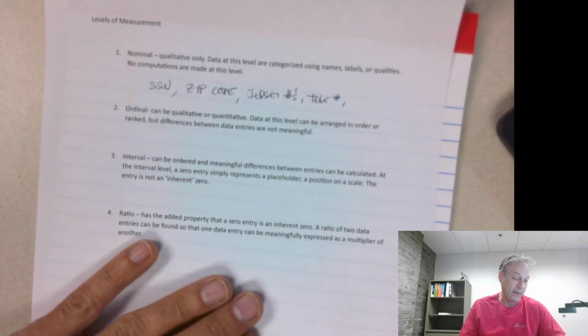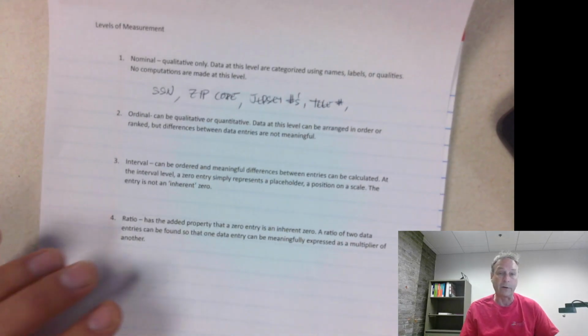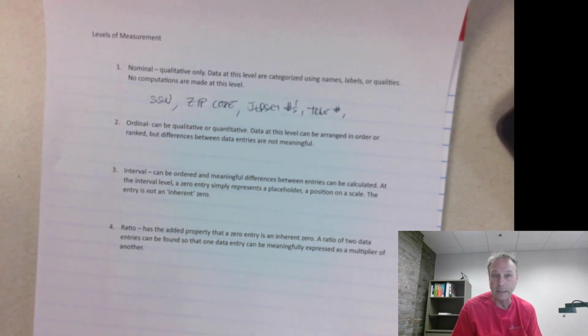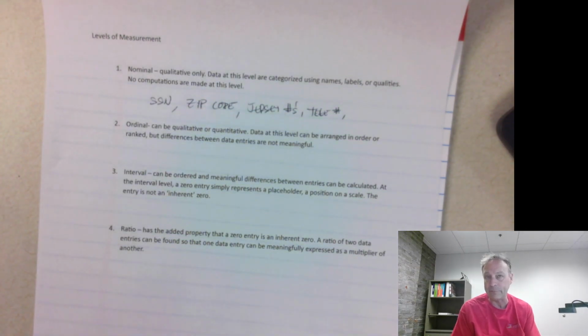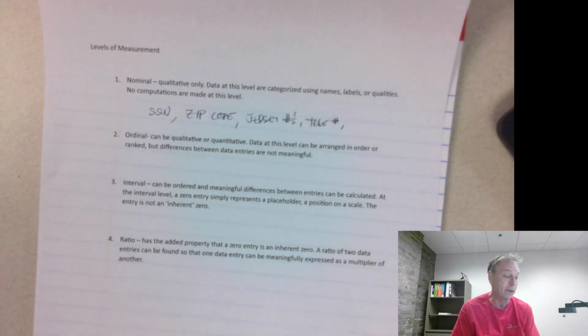All right, so what does it say? Data can be arranged in order and ranked, but the difference is that subtraction doesn't make any sense. All right, next one down, the interval. All right, so this is one more level of depth of measurement, right? We can do a little bit more with these numbers. These can be ordered, and when you subtract them, it makes sense, but you can't divide them. Another way the book says that is there's no inherent zero.